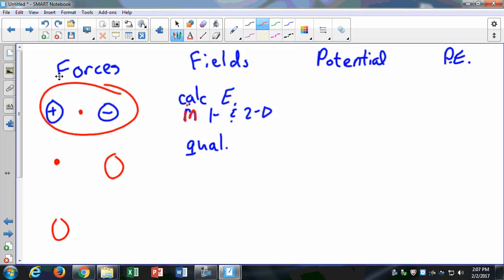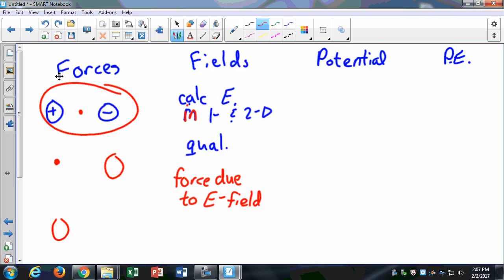Be able to determine the direction of the electric field qualitatively, and then also be able to determine the force due to an electric field. That's that whole F equals QE bit.